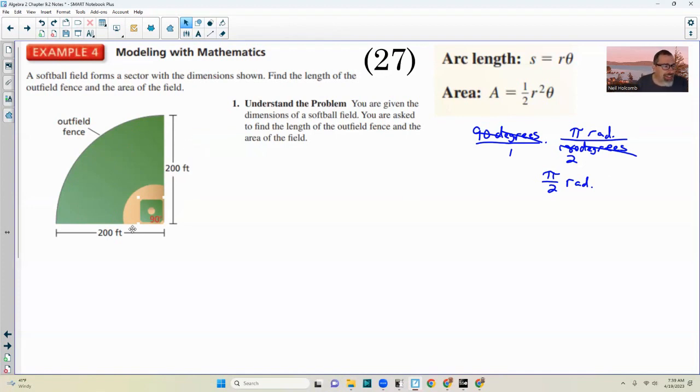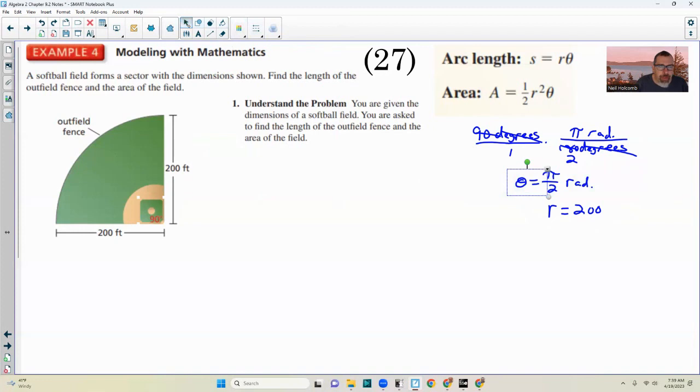All right, and the distance, the radius r, equals 200. Okay, so that's the radius of our circle in this case. We now know that the central angle, and what is the central angle called? Theta. So let me erase that circle there. So that is my theta. So I have theta equals pi over 2 radians.